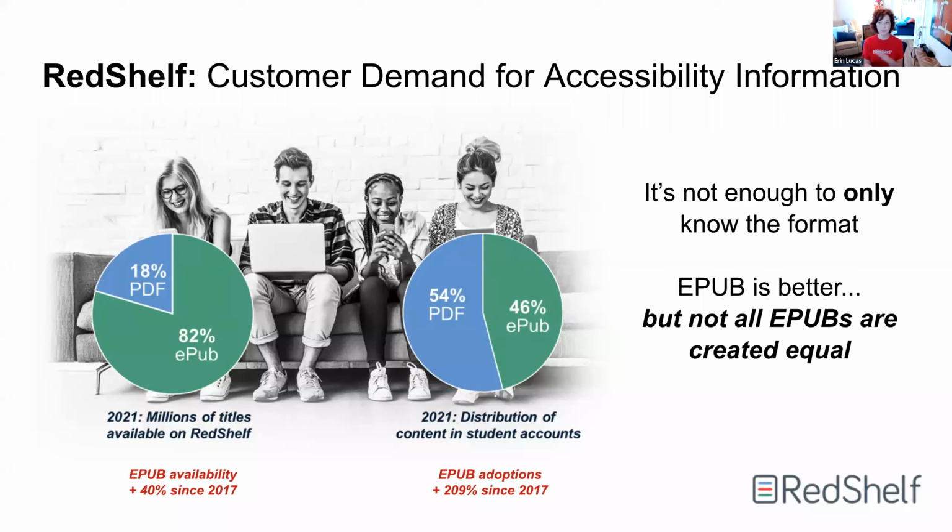But then when you look at the flip side of that coin, what's actually being adopted and distributed to students was always the flip side of that. So while we are now adopting 46% EPUBs over PDF, that number was significantly lower in 2017, and that's gone up 209% since 2017. So we're winning in the EPUB game, it feels like, but not all EPUB is created equal. Next slide.